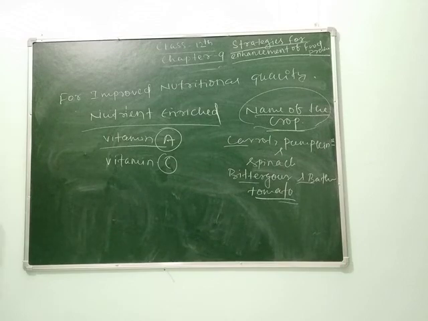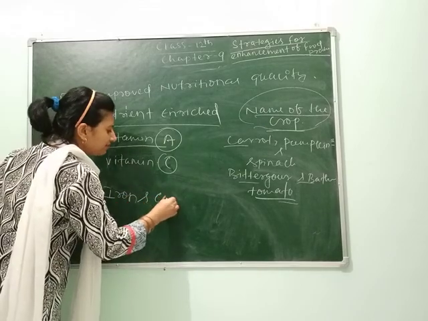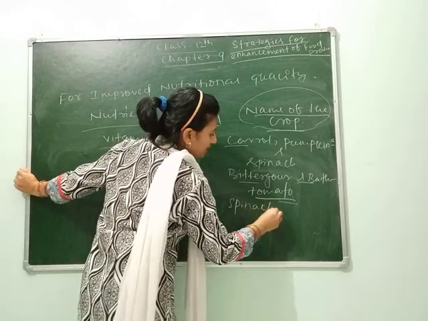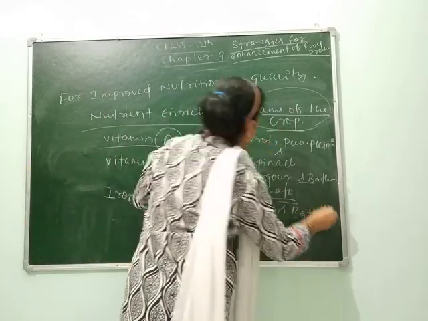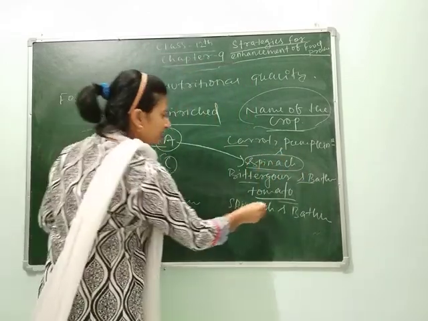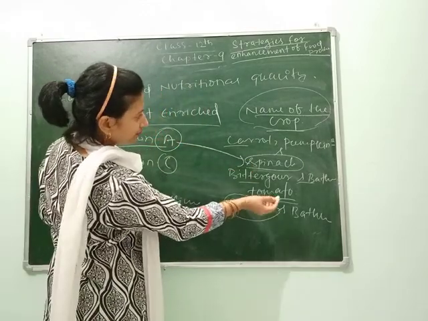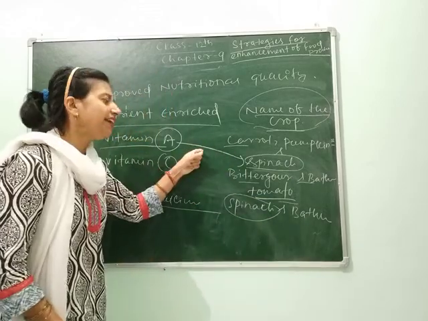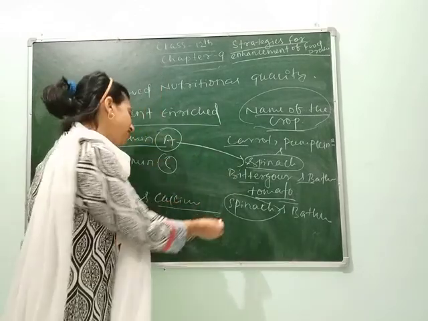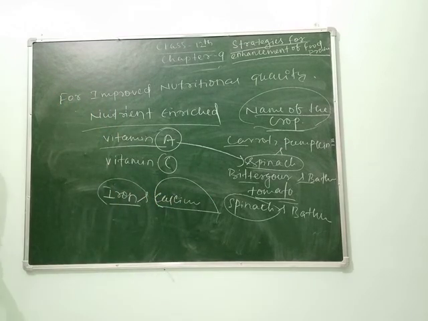Next example, spinach and bathua containing iron and calcium. Iron and calcium containing spinach and bathua. You can see here the spinach contains vitamin A, and here the spinach contains iron and calcium. Here we can see the difference. One type of spinach is made with added vitamin A, and here the spinach is biofortified by adding extra calcium and iron. These are biofortified.